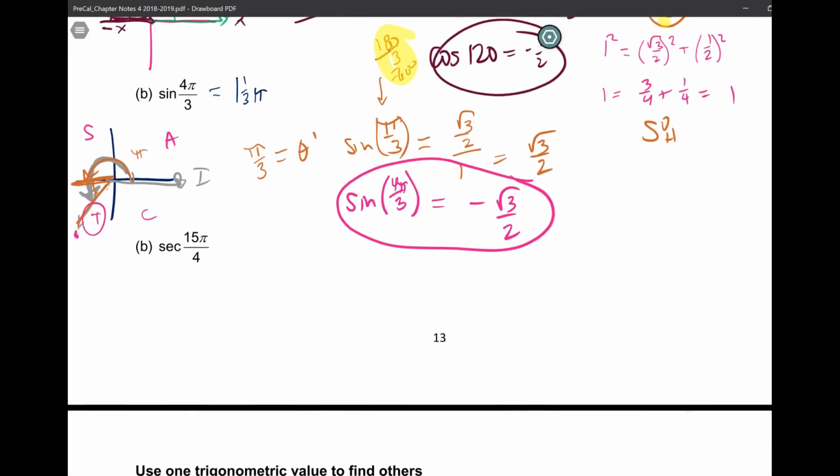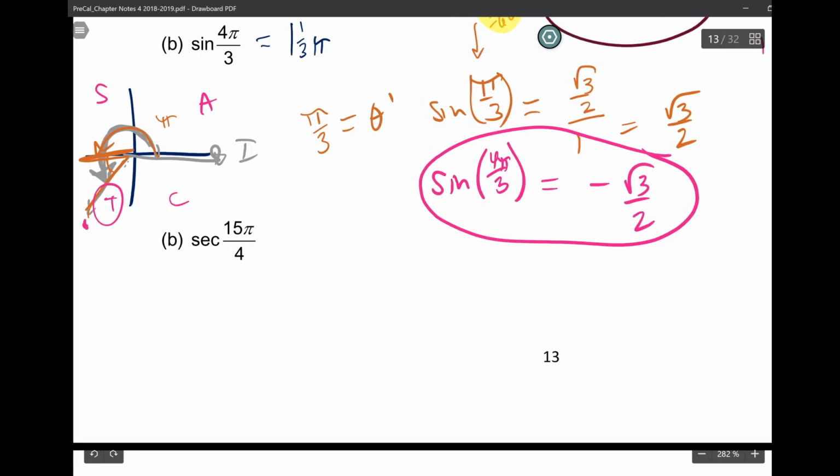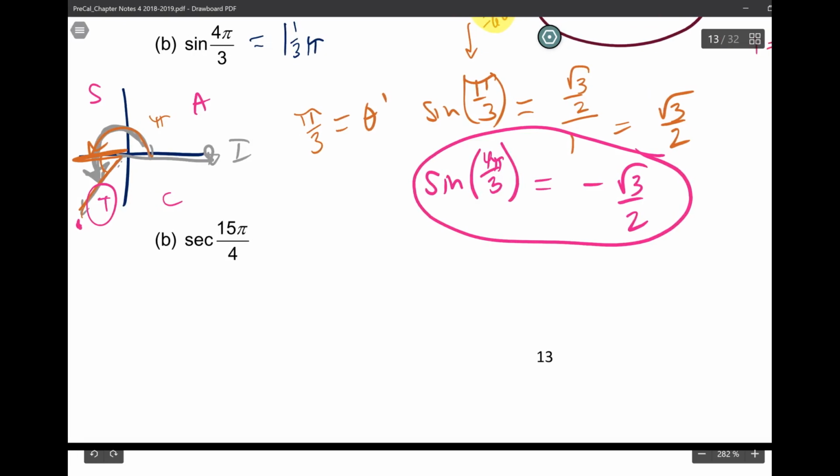Last one. All right, secant of 15 pi over 4. Let's go ahead and draw that. Here's my initial side. So 15 pi over 4, let's simplify this. This is going to be equal to 3 and 3/4 pi. So that means we're going to go all the way around once.